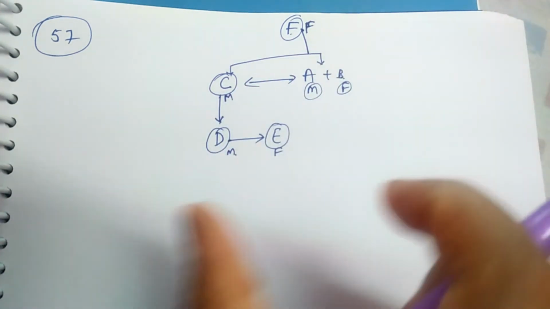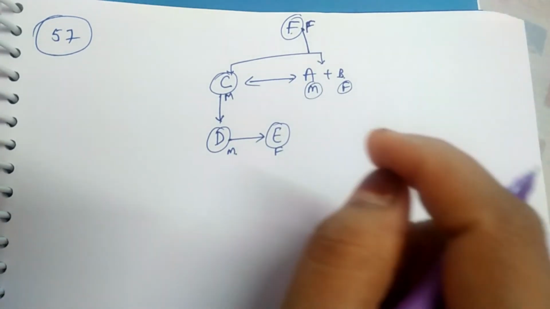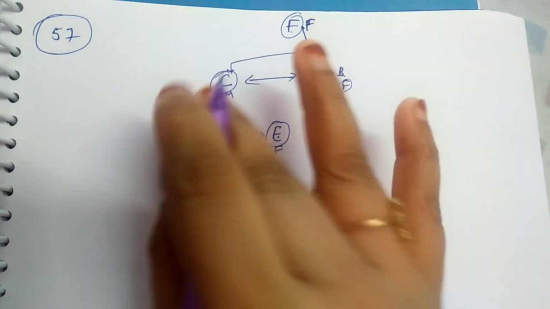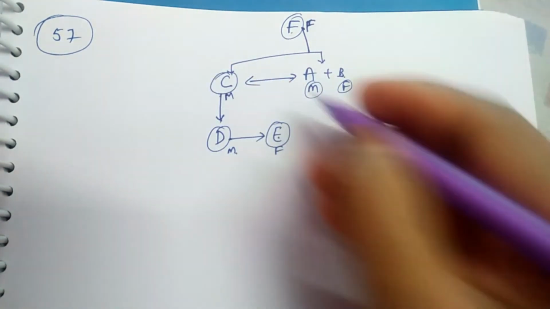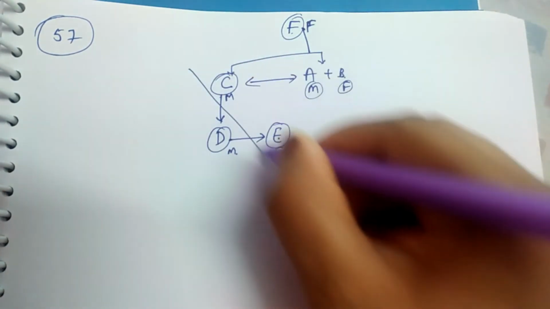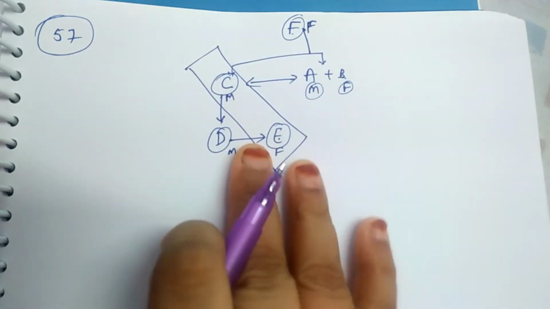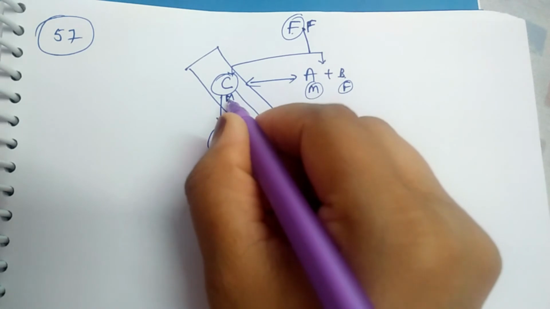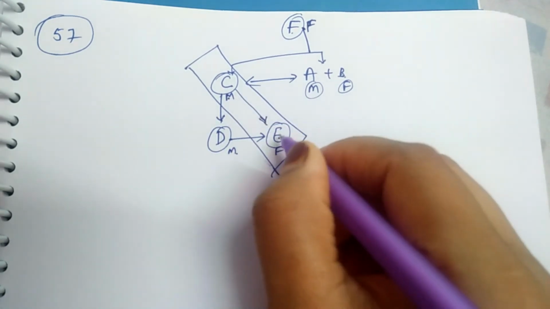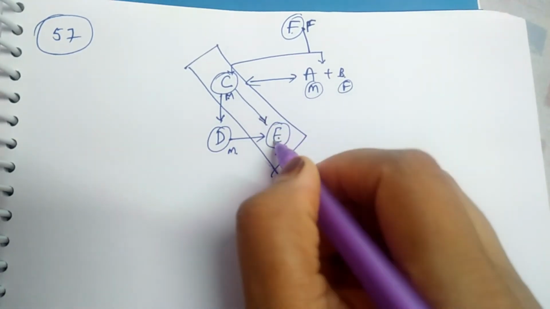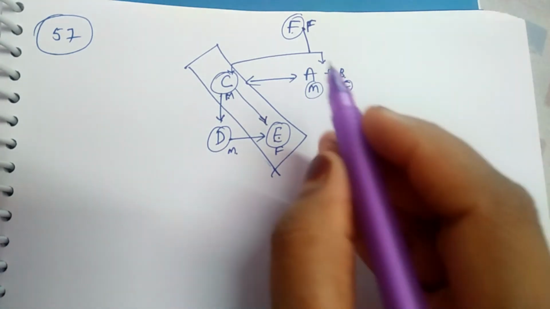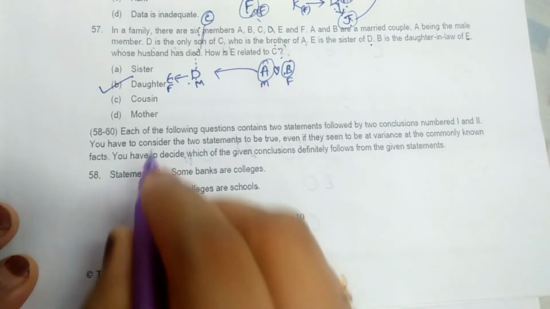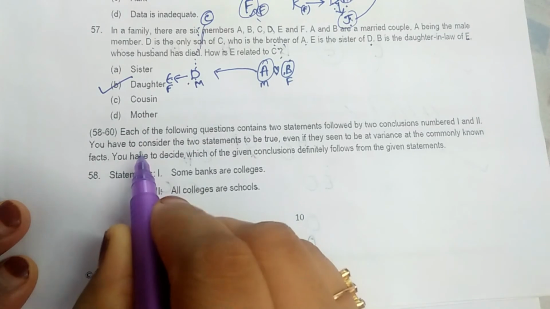Now, in this problem, carefully see, they are asking the relationship between E and C. E and C, it's very important. The relationship is very important here. What's the relationship between E and C? Since he is a male and she is a female, the relationship between E and C is... Let's go on to these problems of syllogism.